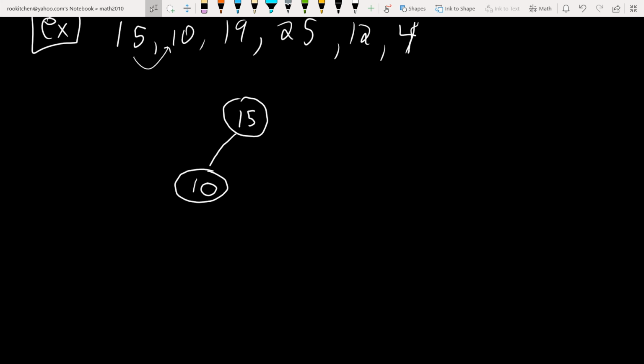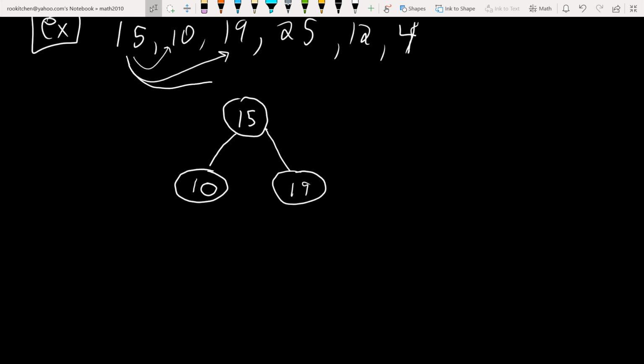So again, you start back at 15 now, and you ask yourself: how does 19 relate to 15? 19 is greater than 15, so you're going to add an edge to the right below 15. There is no edge there, so you add an edge and then add a vertex and put 19 in there because 19 is greater than 15. And so then you jump back out of the while loop and you start over.